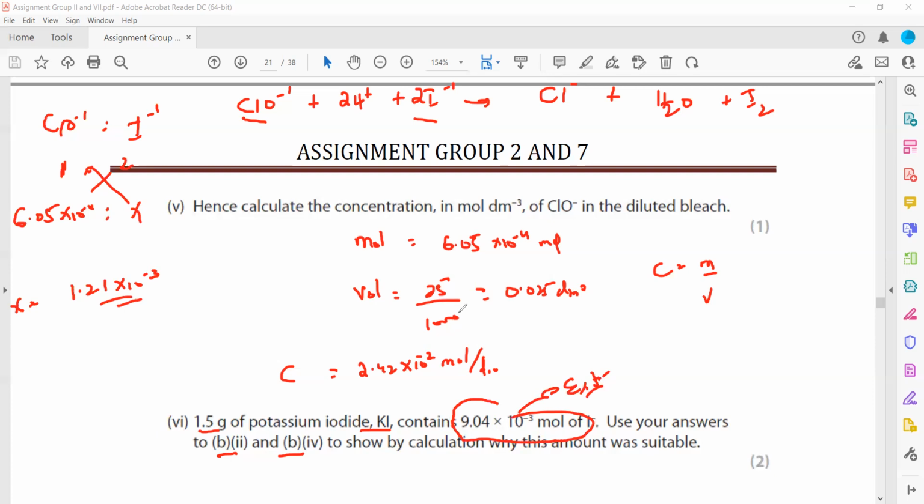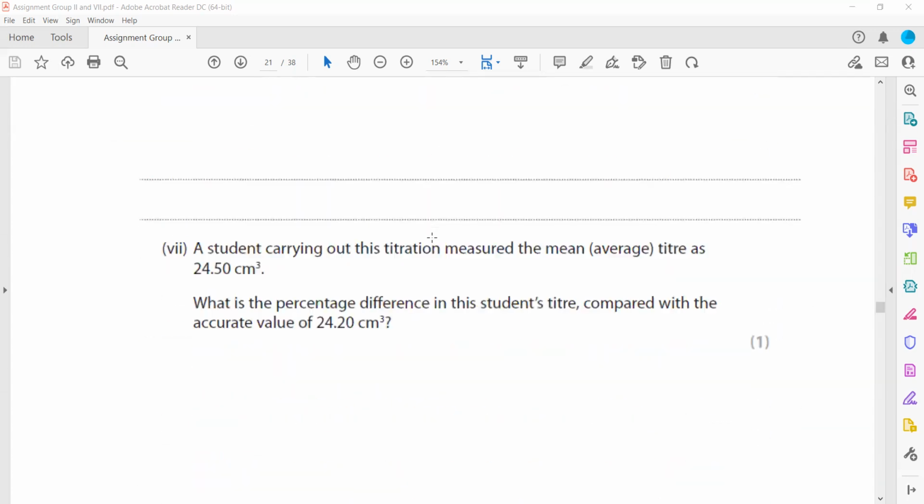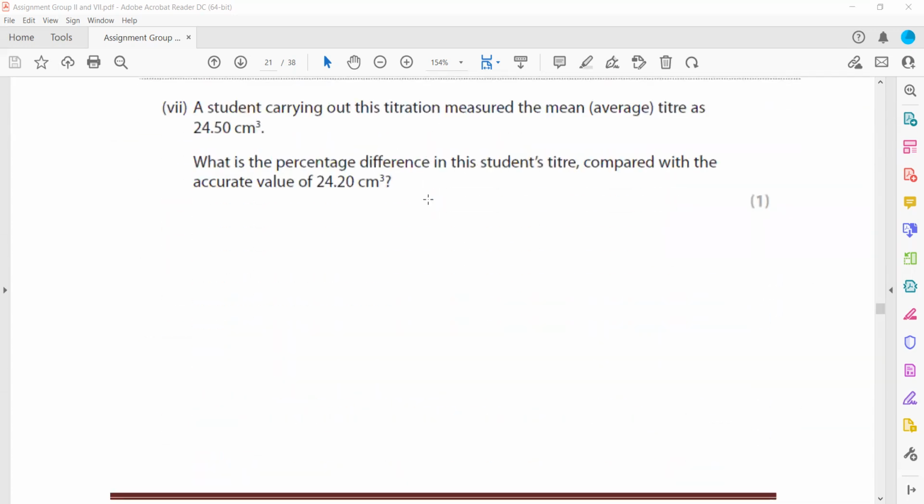Because when we took the ratio, this is the iodide ion we need for a complete reaction, but we have more than what we need. That's why this is a suitable amount for the reaction. Otherwise, not all of the chlorate ion would react with iodide ion if the iodide ion were smaller in quantity. A student carrying out the titration measured the mean titer as 24.5.